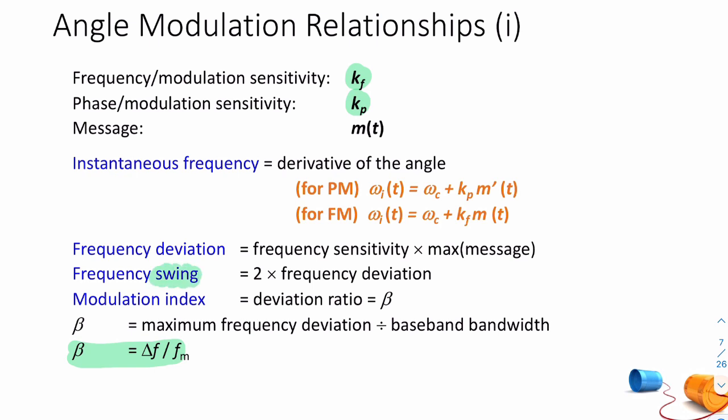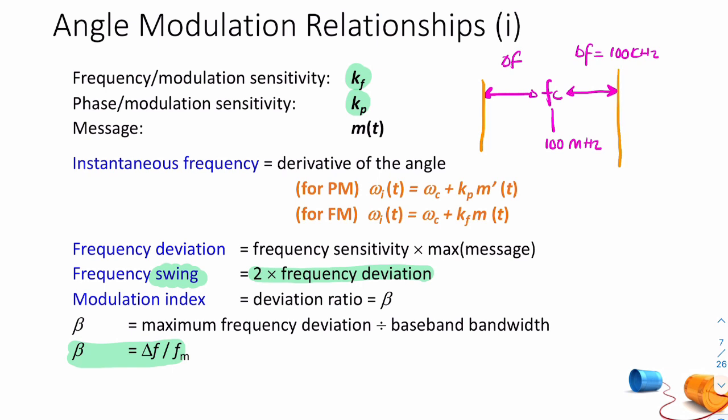Now, there's also something called the frequency swing, which is twice the frequency deviation. So, for example, if you have a carrier frequency of 100 megahertz, and you have a frequency deviation of, let's say, 100 kilohertz. Now, because you have that deviation on either side of the carrier, you have that same delta F, then we refer to this as the swing. Okay, so you've got 2 delta F, and we call that the swing. So the swing is twice the frequency deviation.